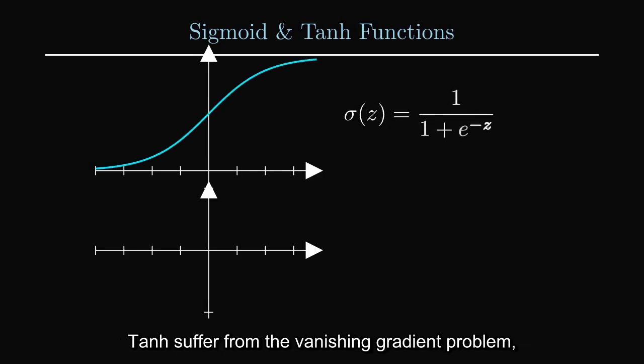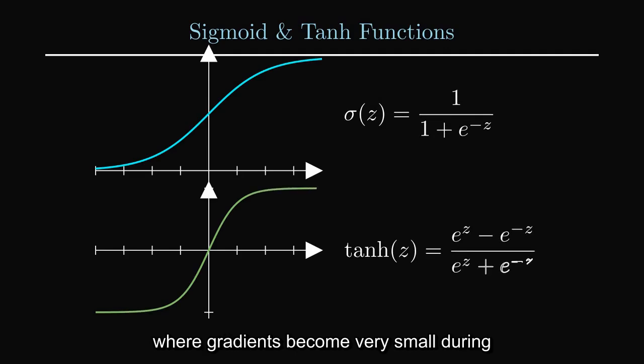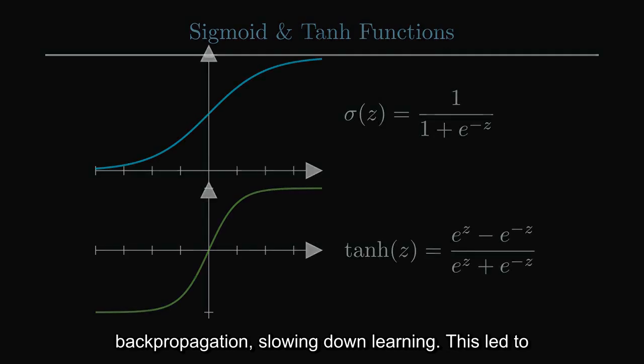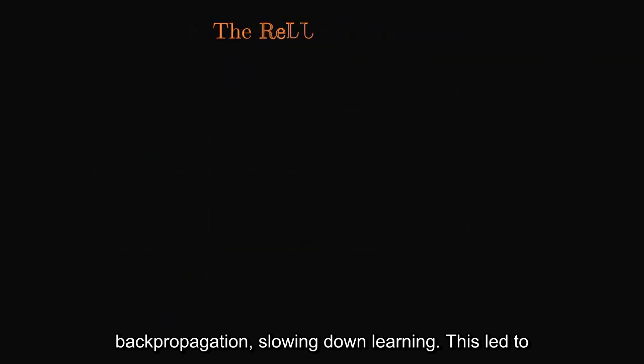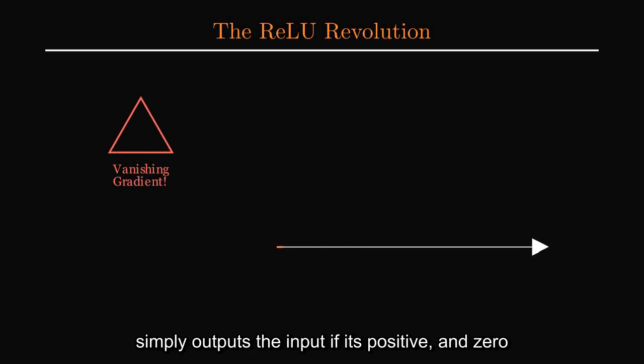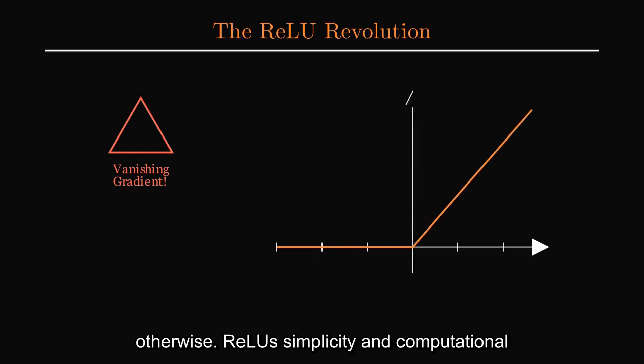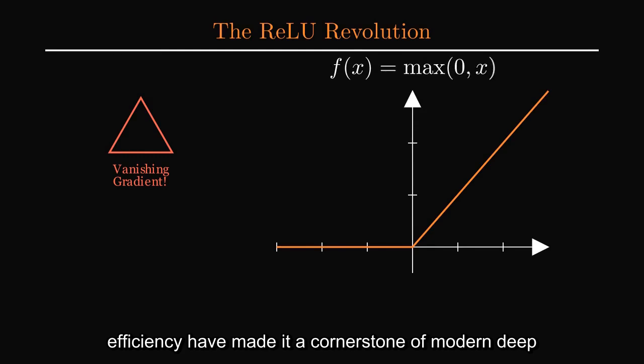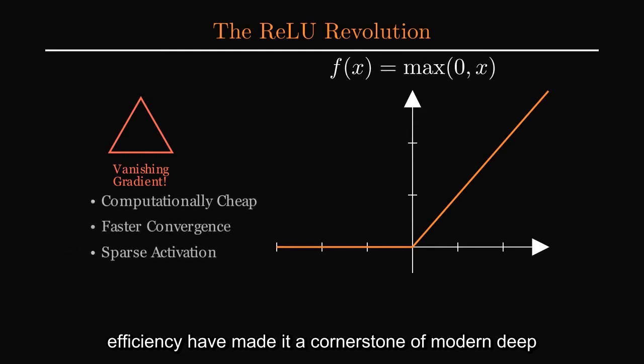However, sigmoid and tanh suffer from the vanishing gradient problem, where gradients become very small during backpropagation, slowing down learning. This led to the rise of rectified linear units, or ReLU, which simply outputs the input if it's positive, and 0 otherwise. ReLU's simplicity and computational efficiency have made it a cornerstone of modern deep learning.